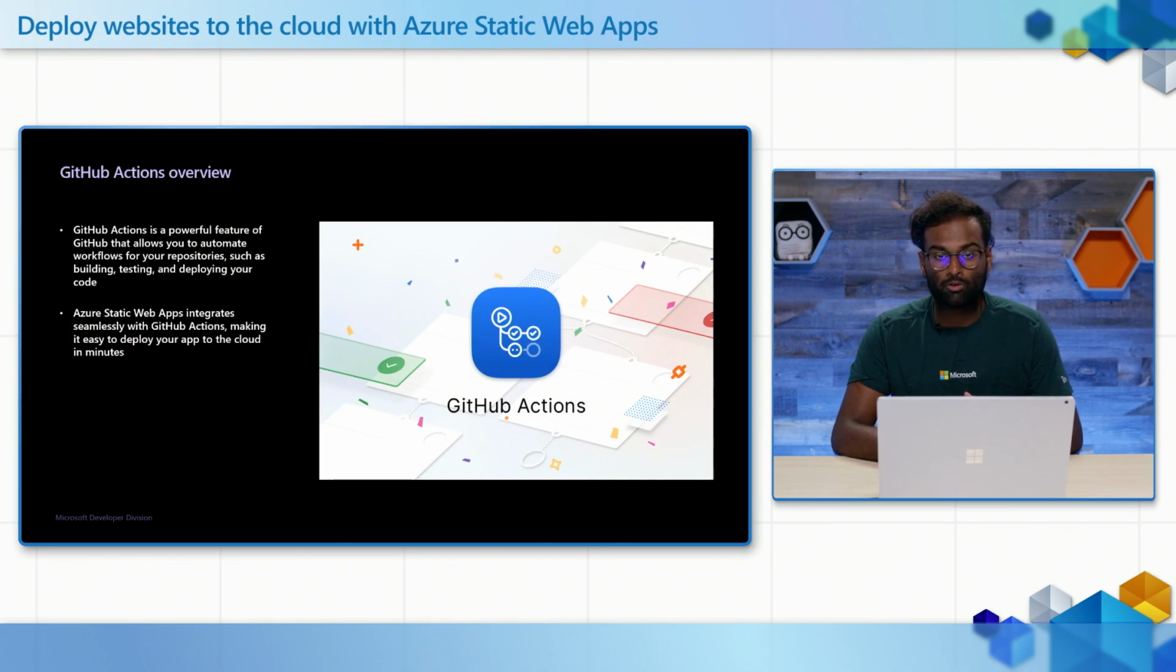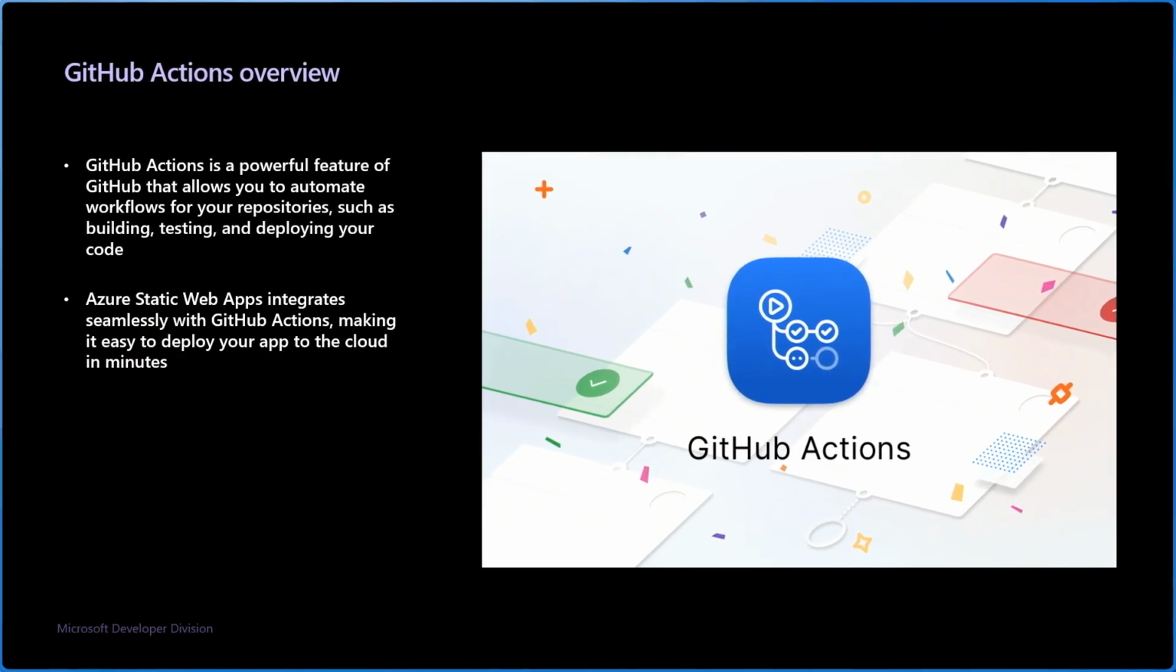Today, I'm going to use GitHub Actions to deploy my app. GitHub Actions is a powerful feature of GitHub which allows you to build this automated workflow for your repositories, so that building, testing, and deploying your code is as easy as pushing to the GitHub repository. Azure Static Web Apps has a really great integration with GitHub Actions, making it easy to deploy your app to the cloud in minutes.